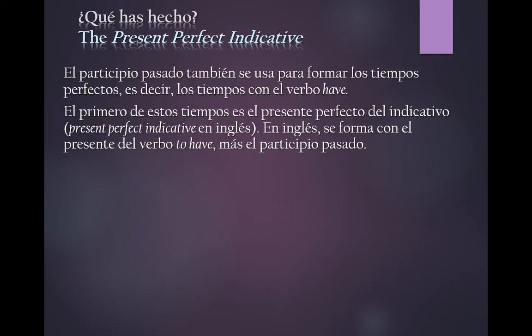El primero de estos tiempos es el presente perfecto del indicativo. The first of these tenses, because there are many of them, the first one we'll learn is what we call the present perfect indicative. It corresponds to the present tense of the English verb have, I have, you have, etc., plus the past participle. We call it present perfect because it uses the present of have as opposed to the past tense of have, such as the word had, etc.